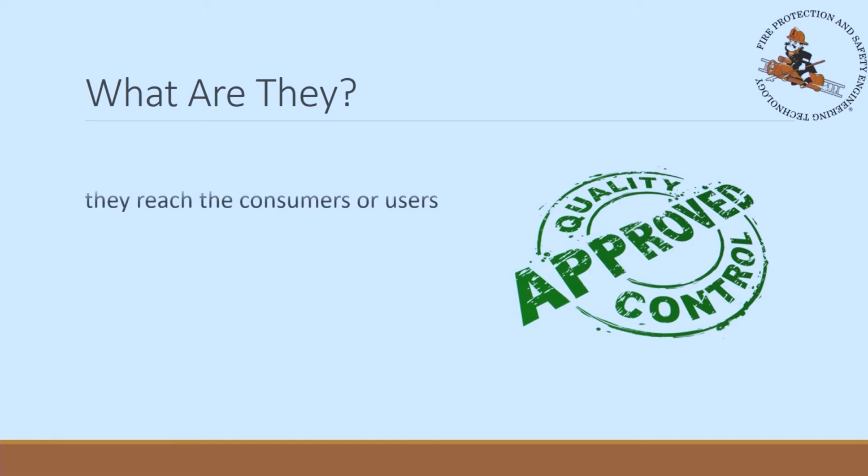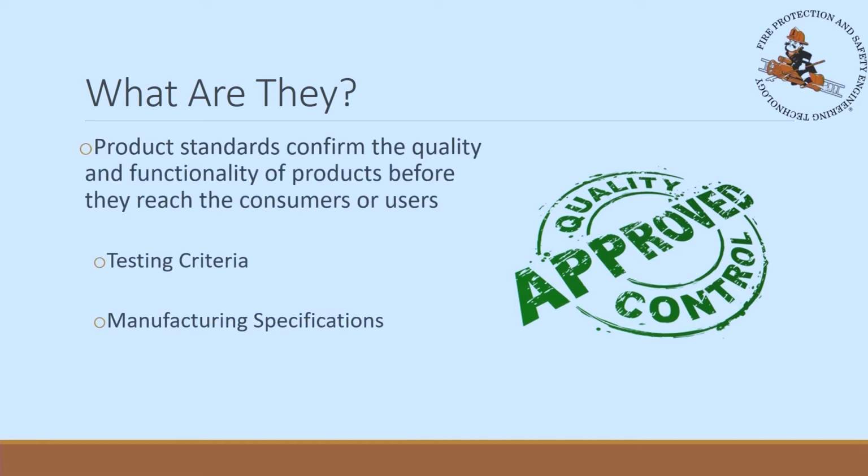So what are product standards? Product standards really confirm the quality and functionality of different products before they reach consumers or end users. And what's important here is that there's specific testing criteria and manufacturer specifications that need to be adhered to ensure the public safety when utilizing a variety of products.